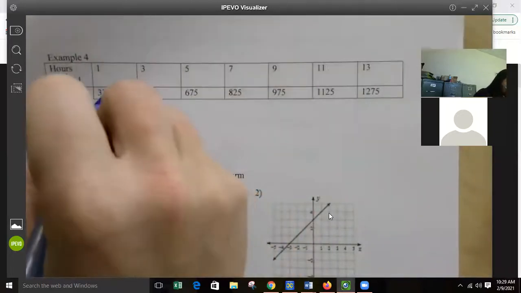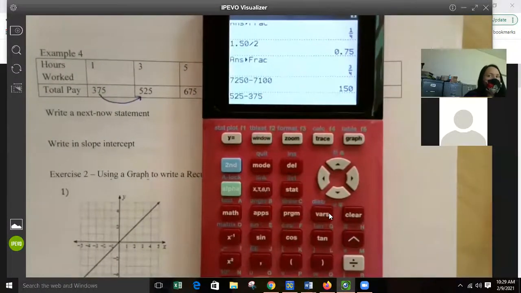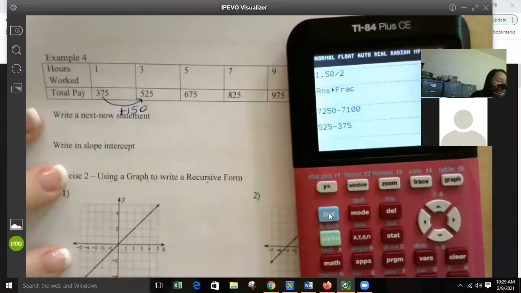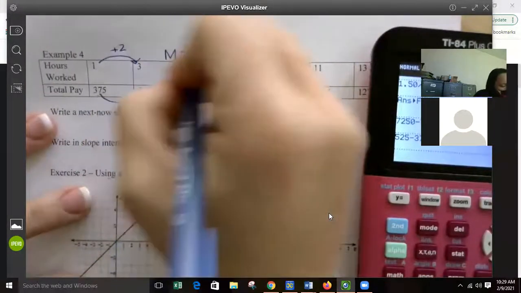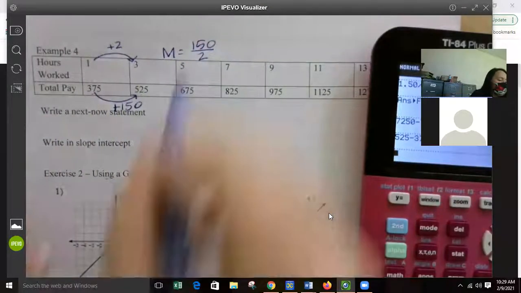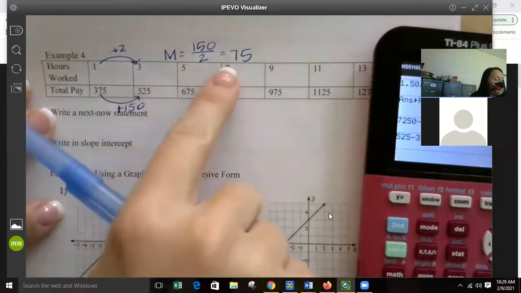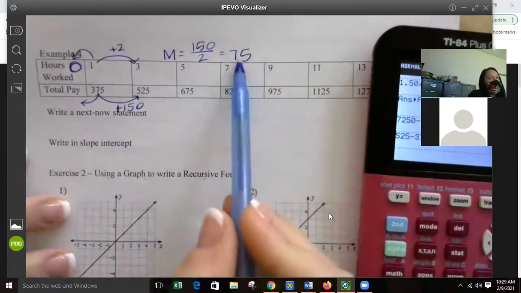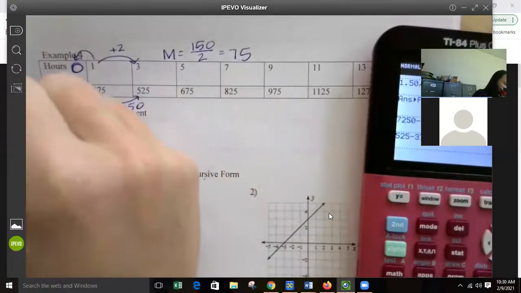All right. So we need to figure out our slope. The best way to do this, like I said, is subtract it. 525 minus 375 gives us 150. From 375 to 525 is an increase or plus 150. On the top, we're going up by 2. So we do the bottom over the top, 150 divided by 2, which is 75. So each time I'm going up 75. If I go backwards in my chart to get to 0, I'm not going up 75, but I'm going back 75. So 375 minus 75 is 300, which is your y-intercept.